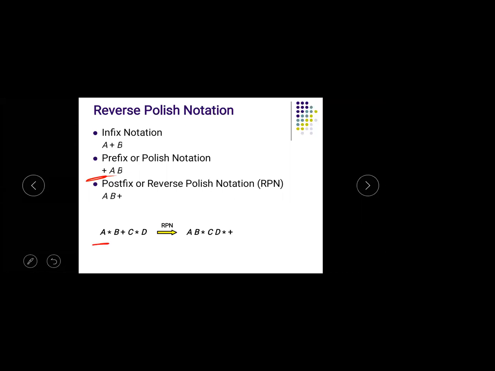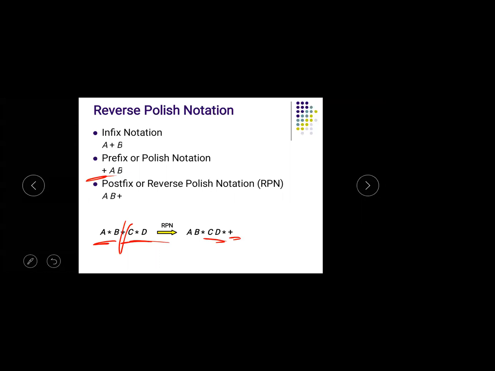First, A star B is converted to AB star, and C star D is converted to CD star, and both are added, so the plus comes last. Okay, this is the conversion of infix notation into postfix or RPN notation. Why do we convert the infix notation into postfix notation?